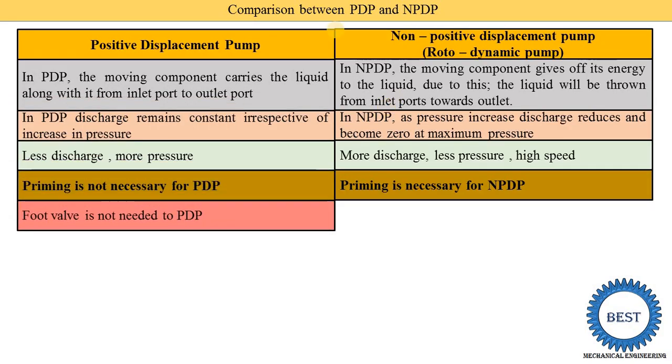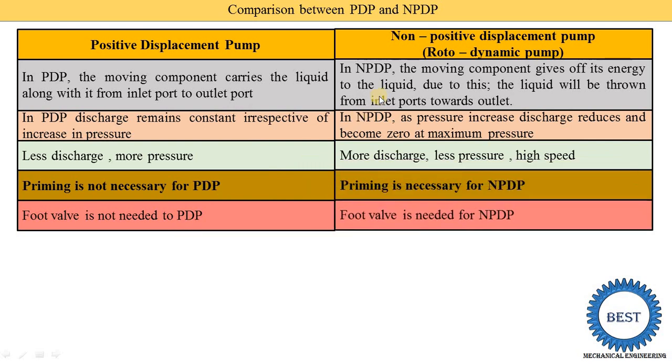Next difference is, a foot valve is not needed in a positive displacement pump. A foot valve is installed at the inlet of the suction pipe. This foot valve is not required in a positive displacement pump. A foot valve is a type of non-return valve, meaning water does not go in the reverse direction. But in a non-positive displacement pump, a foot valve is needed. If you do not put the foot valve in a non-positive displacement pump, then what happens? The water goes in a downward direction.